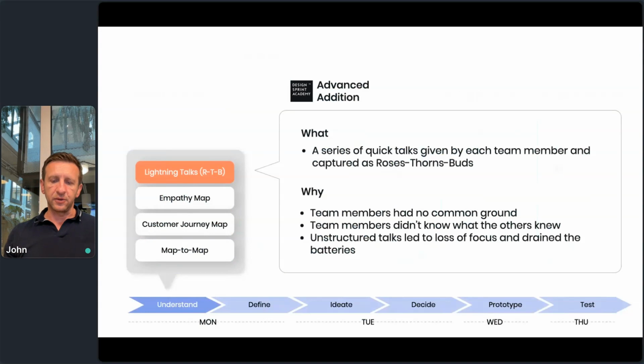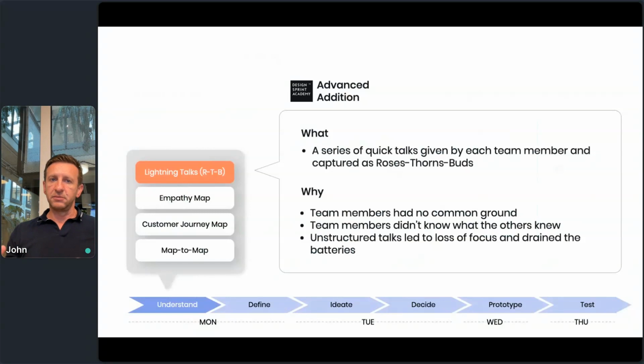The first one is lightning talks. In the book, the process starts Monday morning with the team having conversations to set up a long-term goal. There's not much structure to it, and when we ran these processes, we needed structure because, like, how do we do that? And Lightning Talks was our solution, and basically, it's a series of quick talks that everyone in the team gives in order to share their perspective on the problem that they are tackling.